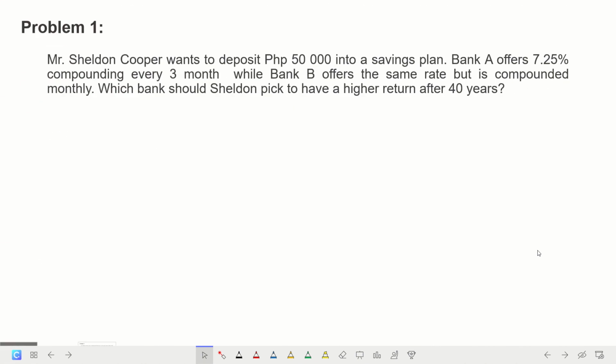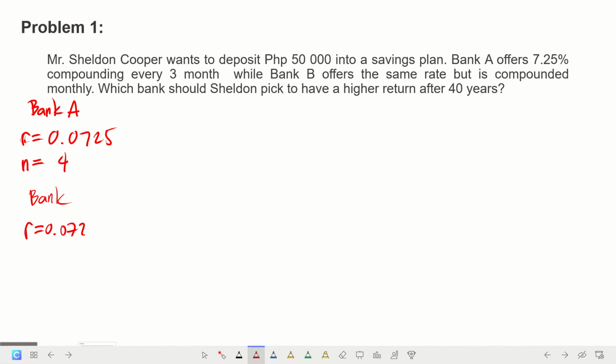Okay, so 4 times siyang nagko-compound kapag sinabing every 3 months, that is quarterly. So, n is equal to 4. And then, for Bank B, it offers the same rate. So, therefore, ang rate kay Bank B is equal to 0.0725, also 0.725. And then, but is compounded monthly.